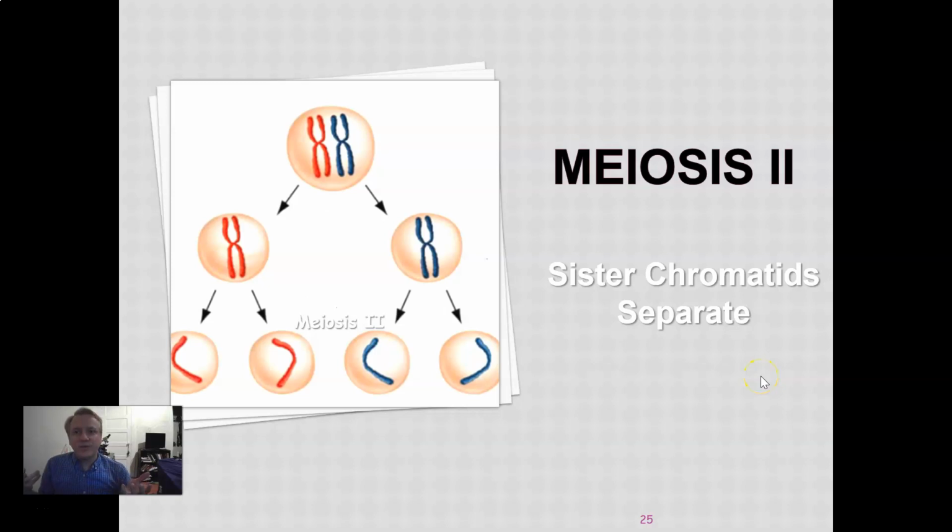So now that we've gone through the process of meiosis one, we've replicated our DNA in interphase, and then we have those tetrads form and cross over to give us unique genetic combinations. And then we had independent assortment occur to give us even more variation. Then we had those cells split up, and we turned one cell into two. Now we have meiosis two, which is finishing off the process.